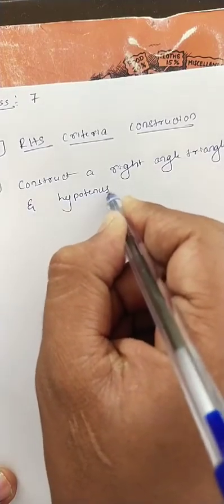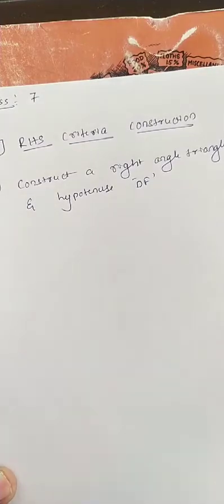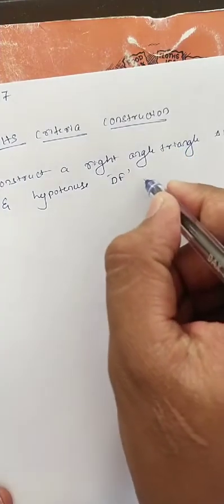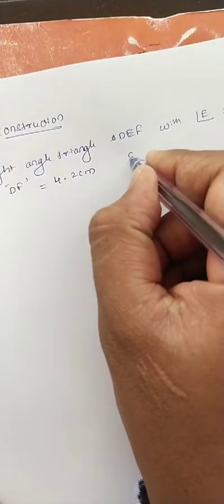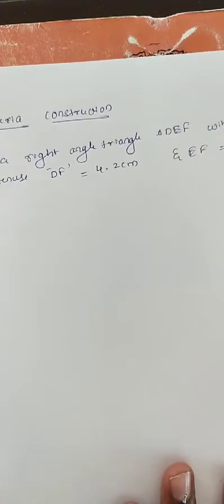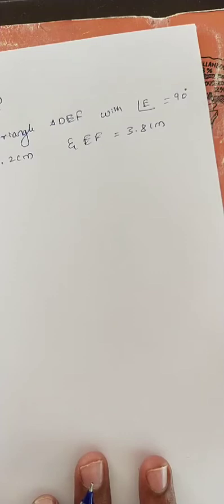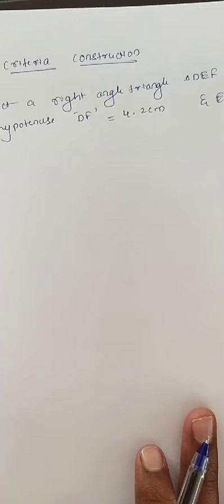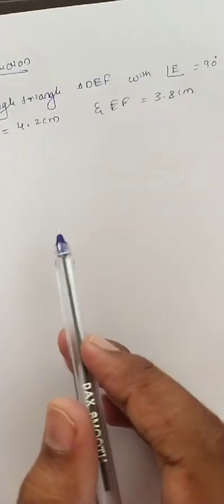Hypotenuse DF is equal to 4.2 centimeter, and EF is equal to 3.8 centimeter. Okay, so this is the question: construct a right angle triangle DEF with angle E equal to 90 degrees and hypotenuse DF equal to 4.2 centimeter and EF equal to 3.8 centimeter.